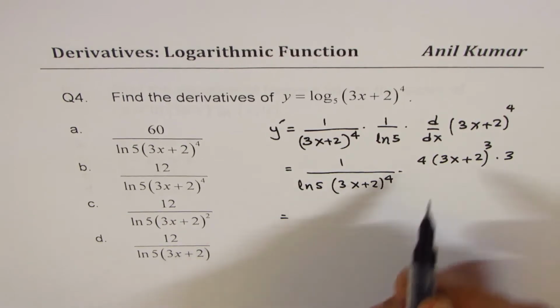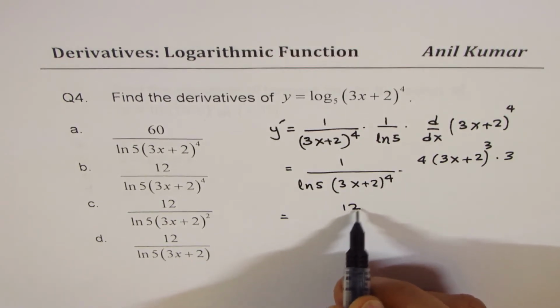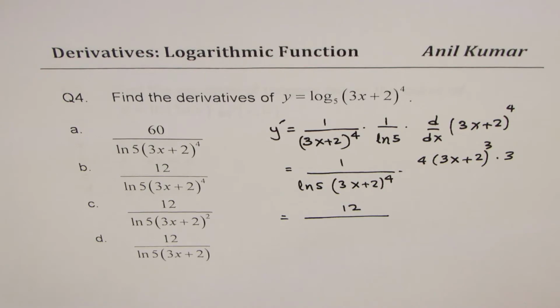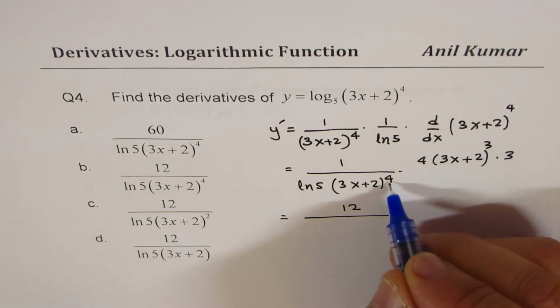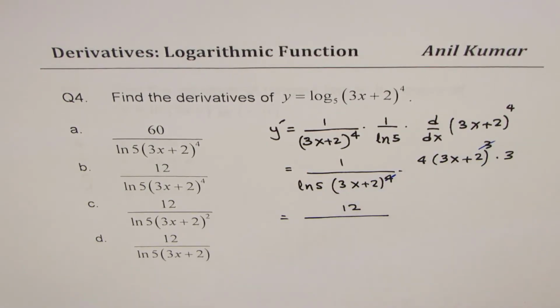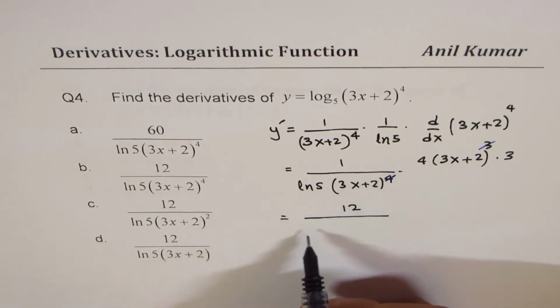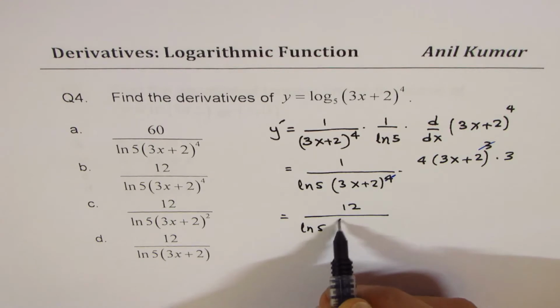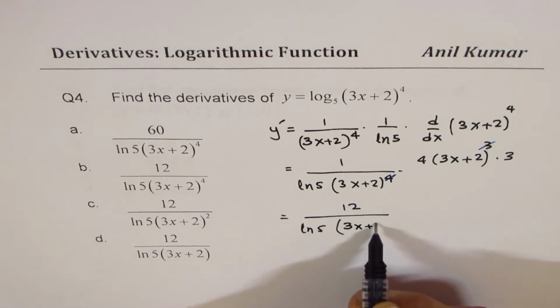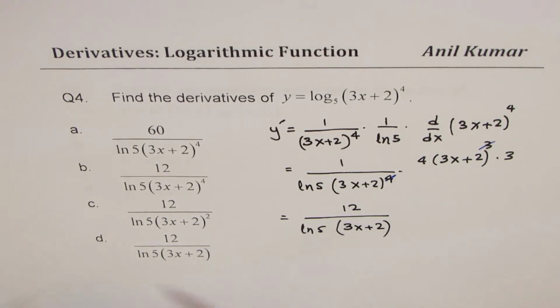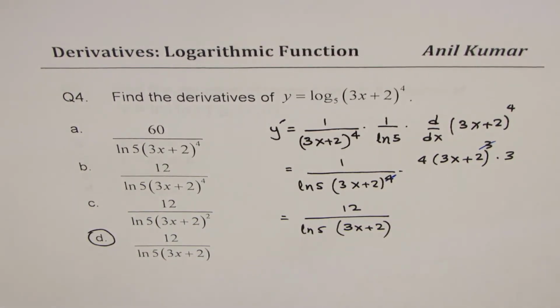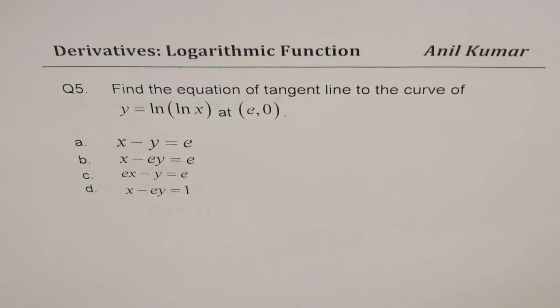Perfect. So we get 4 times 3 as 12 over, so if you see this, 3 powers cancel out, so we are left with just 1 power of 3x plus 2 in the denominator. So we have ln 5 times (3x plus 2). So that matches with the last option, option D. So I hope it's absolutely clear.